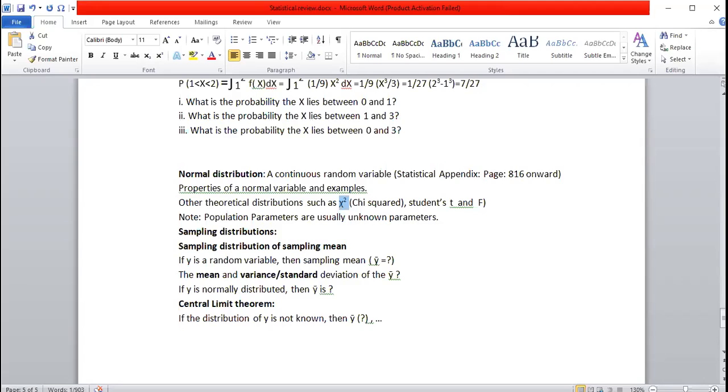It's not symmetric. It's skewed. It has a long tail to the right. I'll show you a little bit. It has a long tail to the right.